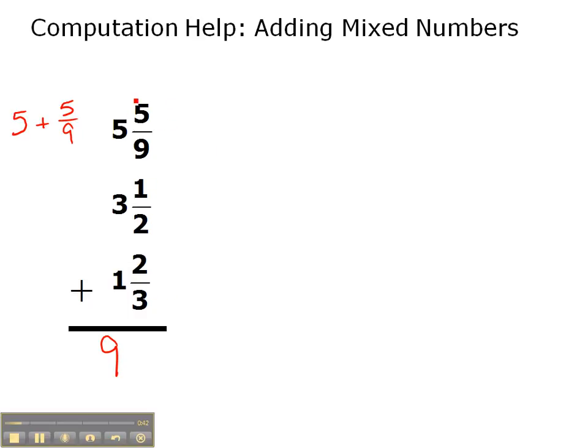So let's think of these fractions separately. We want to add 5 ninths plus 1/2 plus 2/3. Anytime we're adding fractions or subtracting fractions, we first need a common denominator. You look at your largest denominator, 9, and ask yourself, is there anything I can multiply 2 times to give me 9? 2 times nothing will give you 9, because 2 times anything is going to give you an even number. We could have multiplied 3 times 3 to give us 9, but we need a common denominator for all 3 of these denominators.